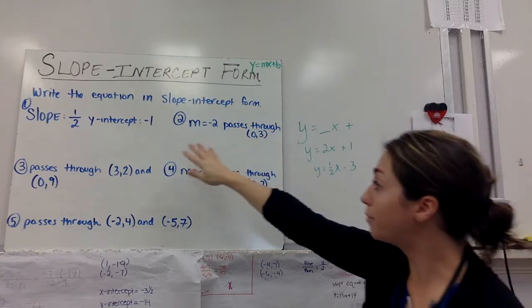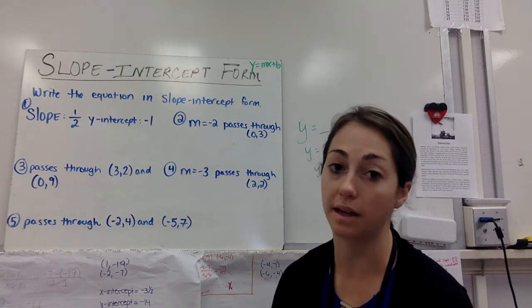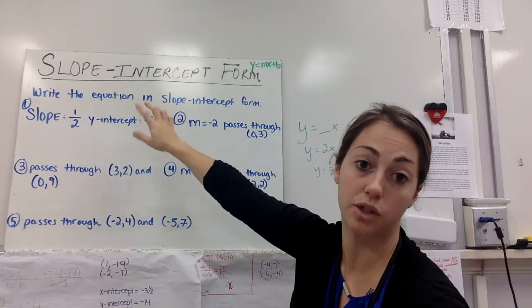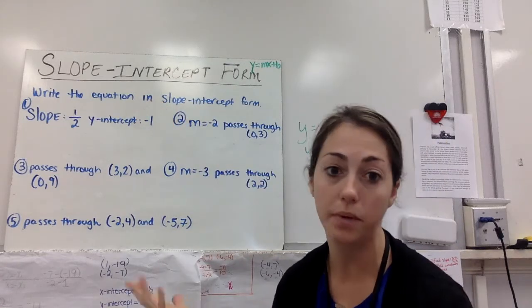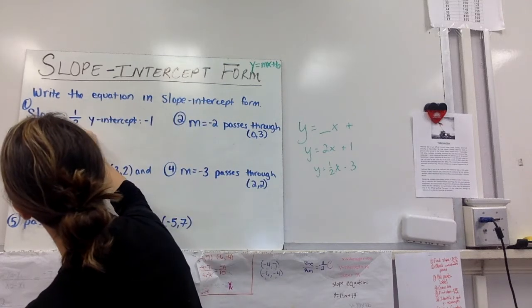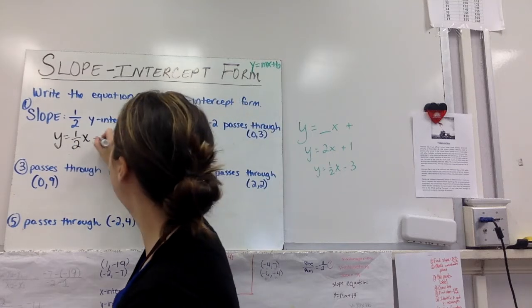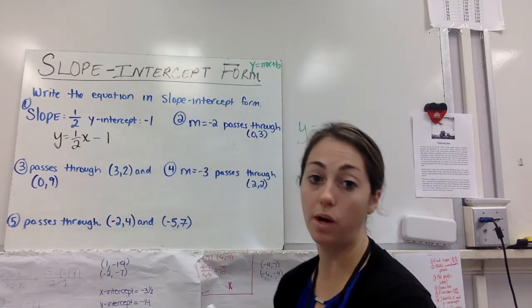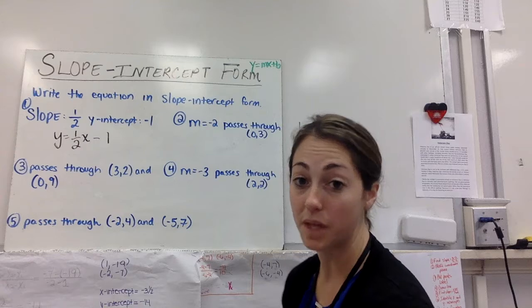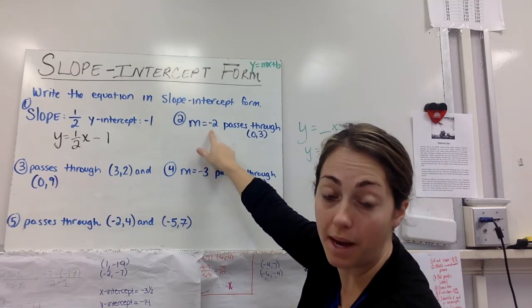All right, so for this first example, we have slope equals 1/2, and our y-intercept is -1. The directions say write the equation in slope-intercept form. So simply, y equals mx plus b, well, my slope is the 1/2, and my y-intercept is -1. That's it. That's your answer. Done.